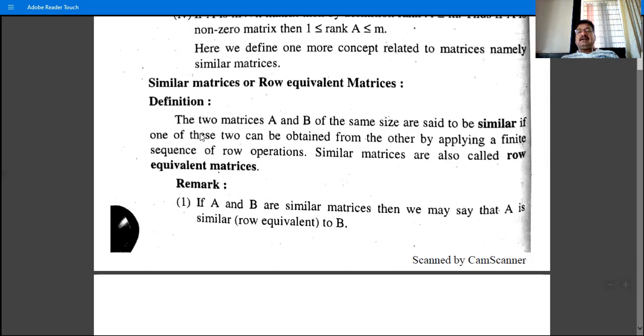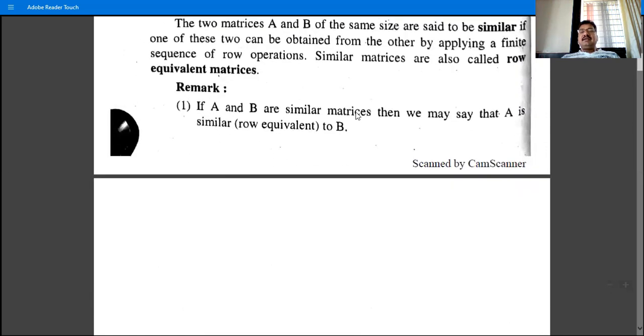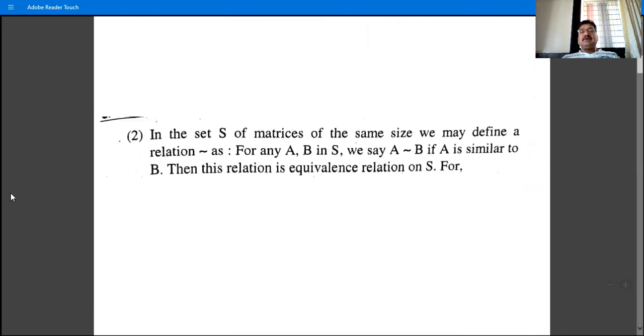are said to be similar if one of these two can be obtained from the other by applying a finite sequence of row operations. Suppose we can obtain B from A by using some finite row transformations. Then we say A and B are similar matrices. If A and B are similar matrices, then we say that A is similar to B, or A is row equivalent to B.